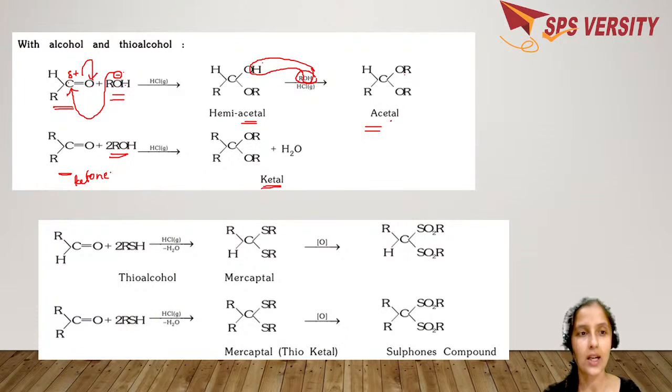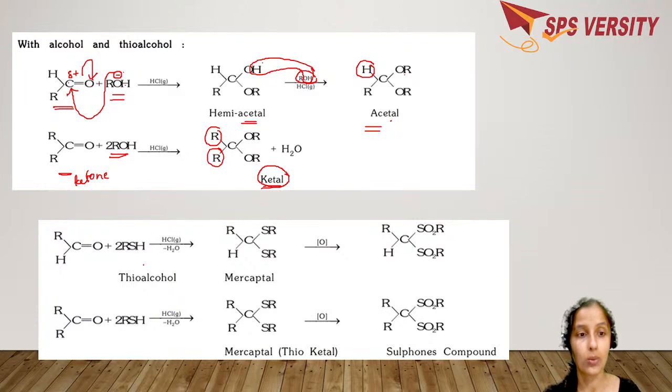If you do the same reaction with the ketone, it results in the formation of ketal. The difference is that in the aldehyde, and hence in the acetal, you have hydrogen, and in the case of ketal you have the methyl groups or alkyl groups over here. That's the difference. Rest, they react in the same way.